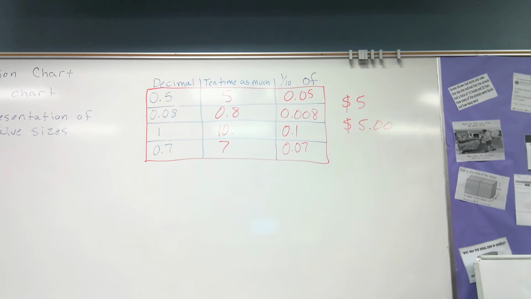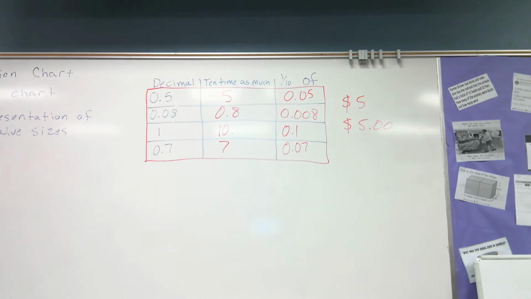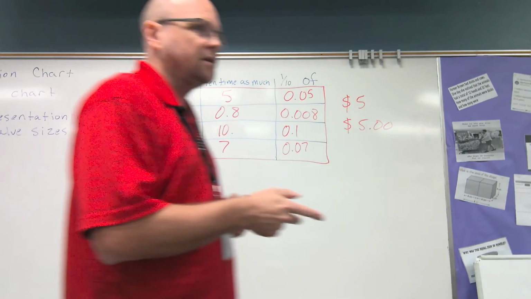Again, we're multiplying by 10 or we're dividing by 10. If you're multiplying by 10, you're obviously making the number bigger, so you're going to move the decimal point to the right one. If you're dividing by 10, you're obviously making the number smaller, so you're going to move the decimal point to the left once.